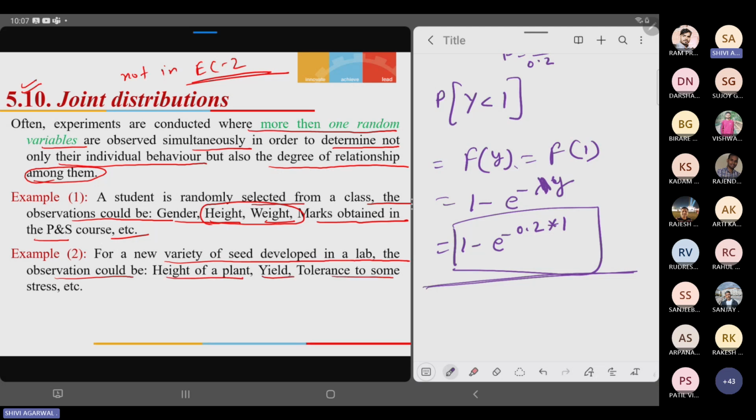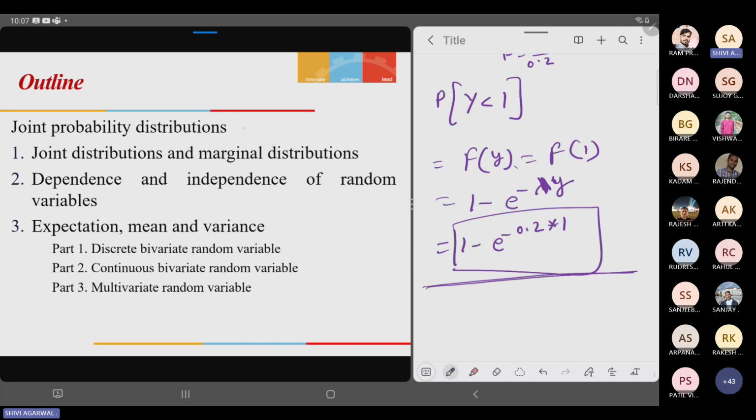For a new variety of seed developed in a lab, the observation could be height of a plant, yield, tolerance to some stress, etc. So when we are talking about more than two variables, we have to use the joint distribution. In joint probability distribution, we will discuss joint distribution, marginal distribution, dependence and independence of random variables, that you have done in the earlier chapter 3, expectation, mean, and variance. So now we are doing the same thing.